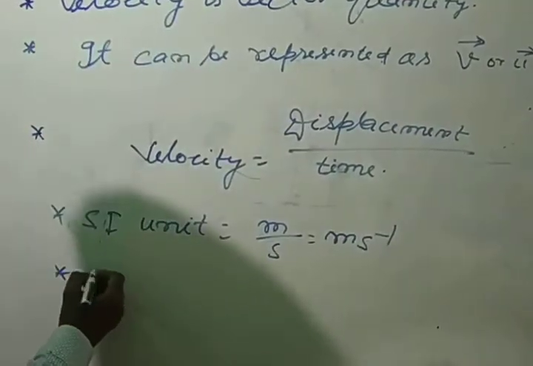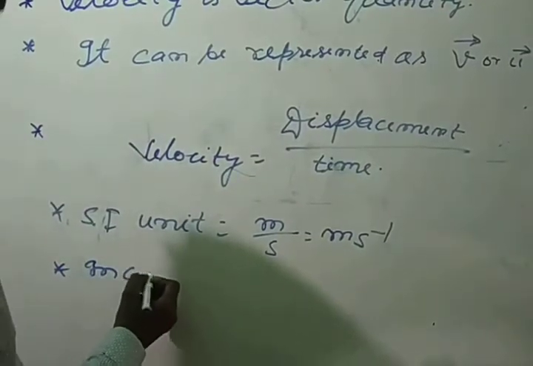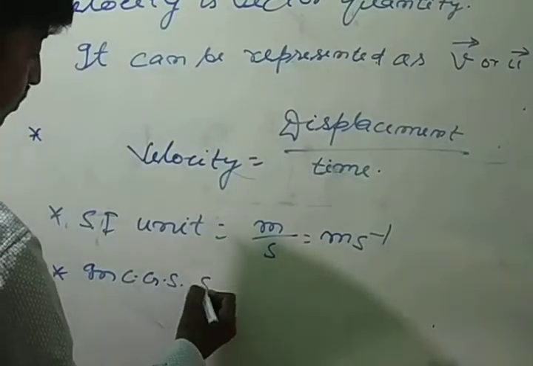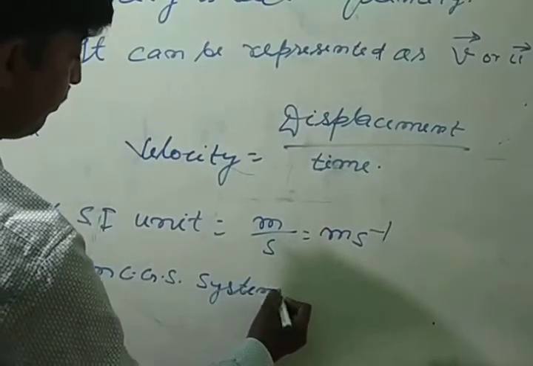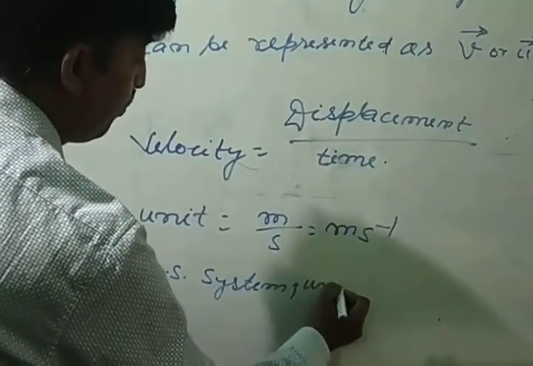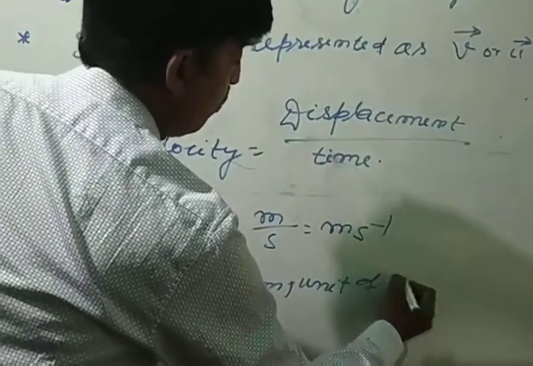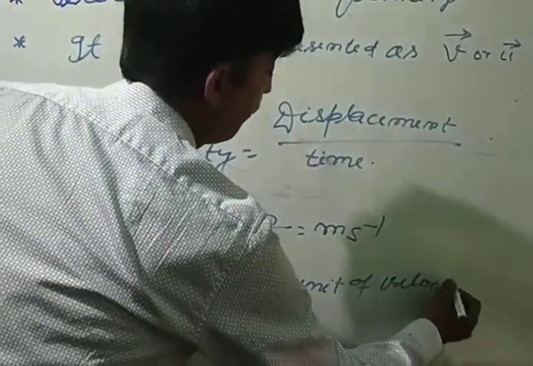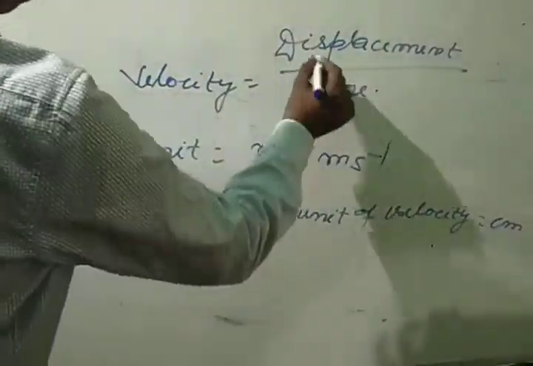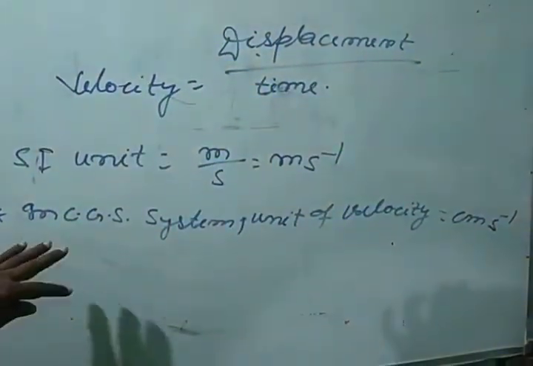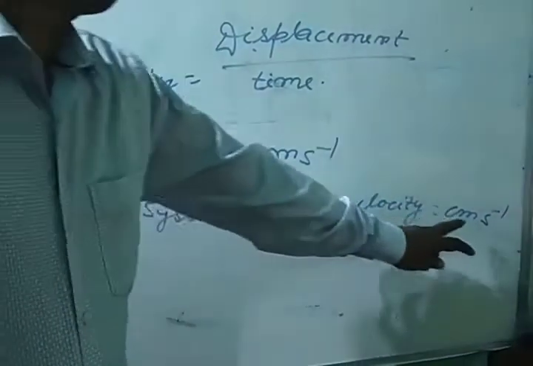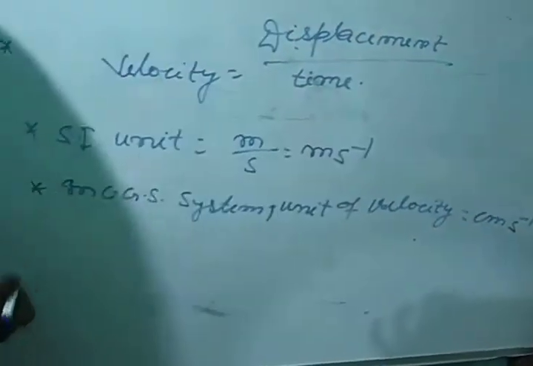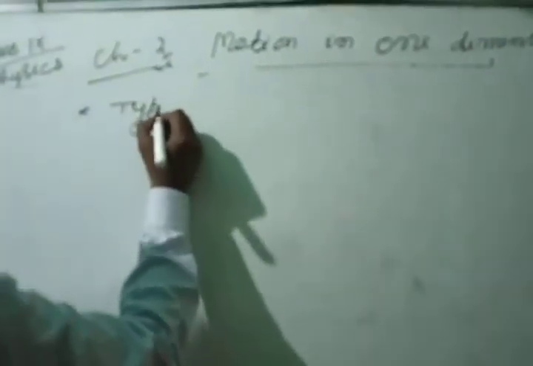In the CGS system, the unit of velocity is equal to centimeter. The unit of displacement is centimeter and the unit of time is second. So the unit of velocity in the CGS system is centimeter per second. Velocity, types of velocity, we will study next.